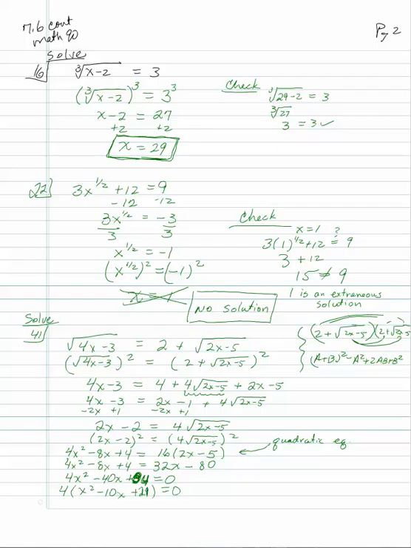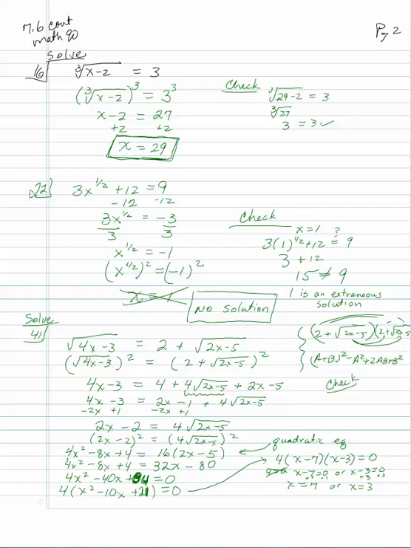Okay, so now I'm going to factor. So we're going to get 4x minus 7, x minus 3 equals 0. We set each factor equal to 0, so of course the 4 gives us none. x minus 7 equals 0, or x minus 3 equals 0. So x equals, we're going to add 7, or we're going to add 3. x equals 3.